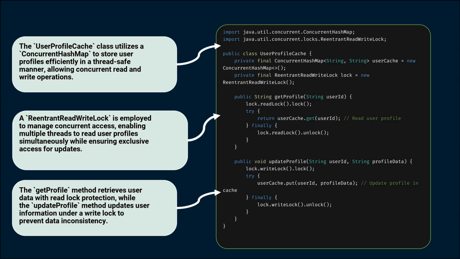Now let's implement the updateProfile method, which is responsible for updating user profile data. This method acquires a write lock prior to making any modifications. The write lock ensures exclusive access, allowing only one thread to update the profile at a time. This mechanism protects the integrity of the user data during concurrent modifications, ensuring safe updates while still benefiting from the performance advances provided by the read-write locking strategy.